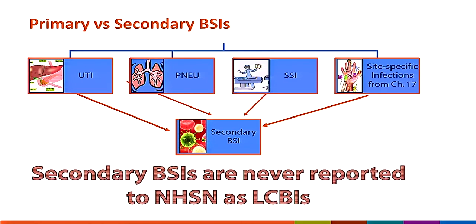That chapter, if you're not familiar with it, has all of the various types of infections that can occur in a patient. For instance, cardiovascular infections, such as vascular infections or meningitis, bone infections, just to name a few.